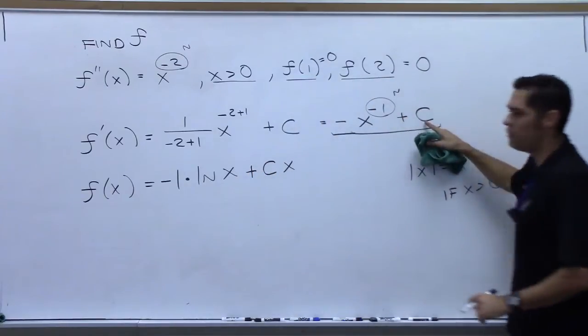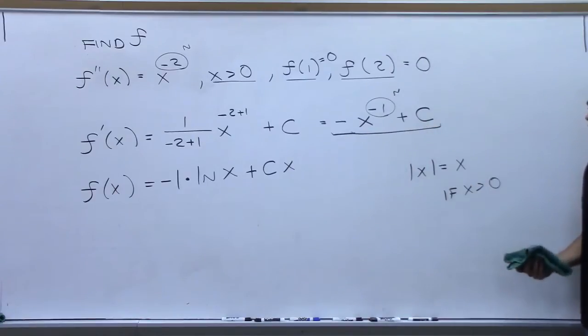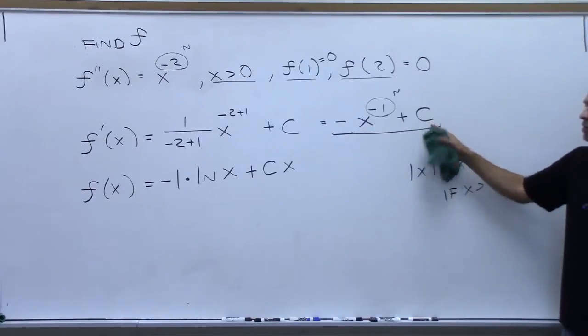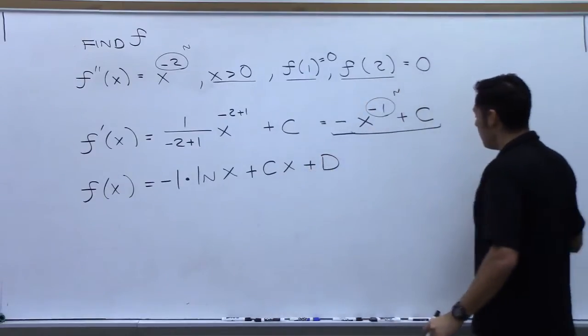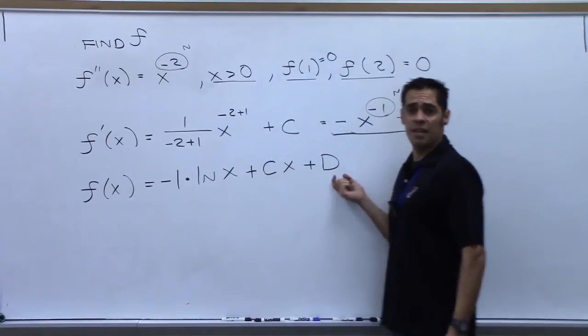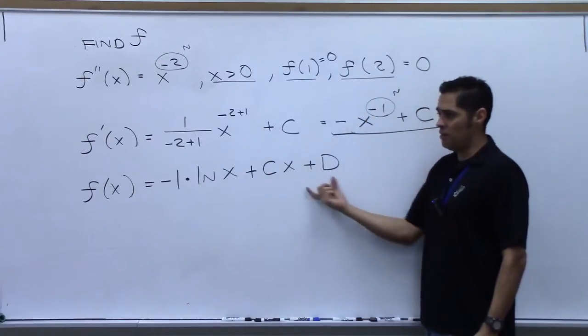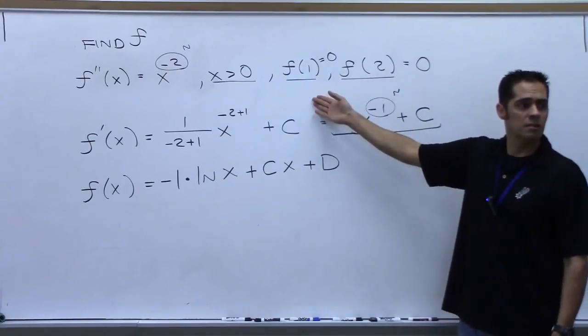Right? So if that was 4, the antiderivative of 4 is 4x. Does that make sense? But because we took an antiderivative, we always have to have plus c, don't we? But I can't use c because I just used c already. So I'll use d. Now it appears I'm really screwed because not only do I not know c, I don't know d. There are two things I don't know, right? But I'm given two pieces of information, right?